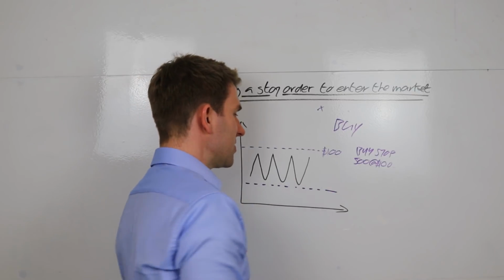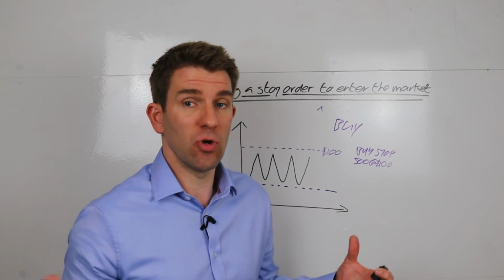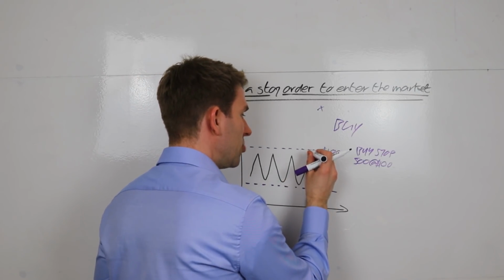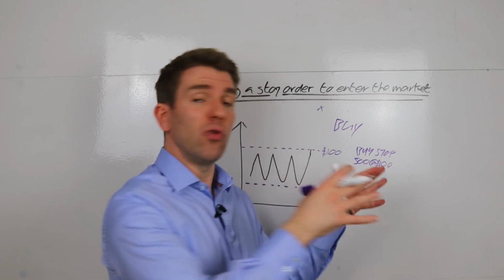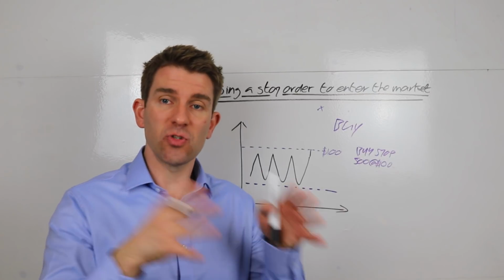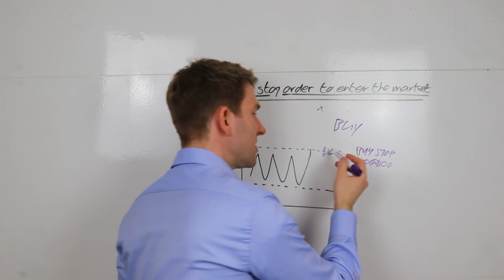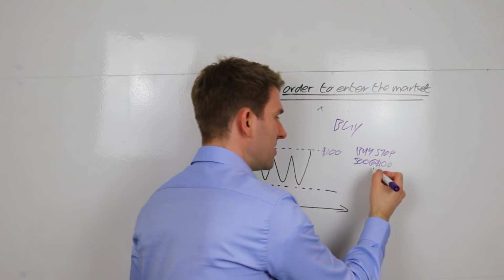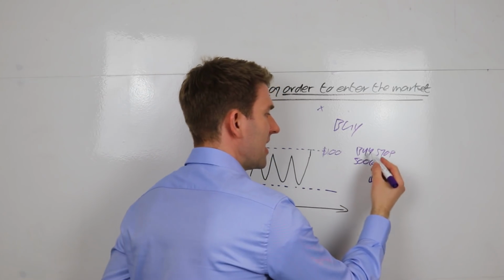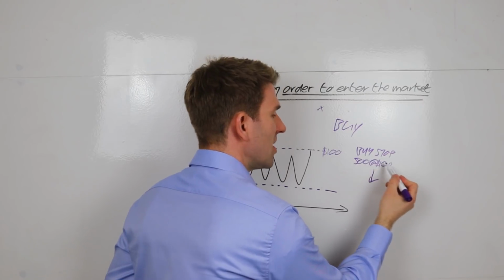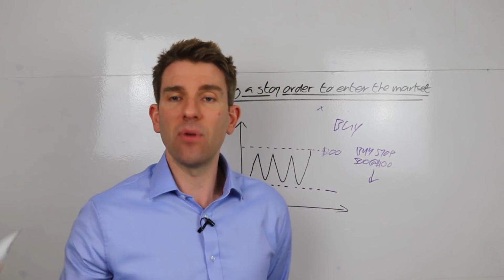So that basically means as the price comes up, so you've got no position at the moment, as the price comes up and trades at $100, then the order will be activated. The order will then turn into a market order. So as soon as it tags that 100, this will get sent to the market or your broker or whoever you're trading through, and it will basically say buy 500 shares at $100 at the market price.